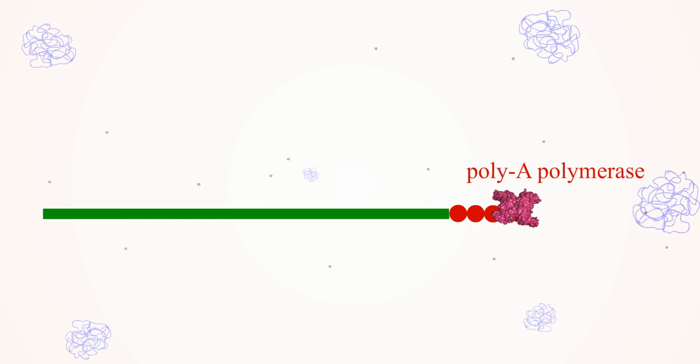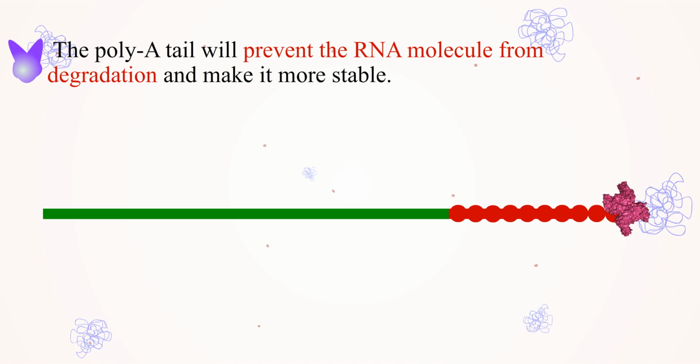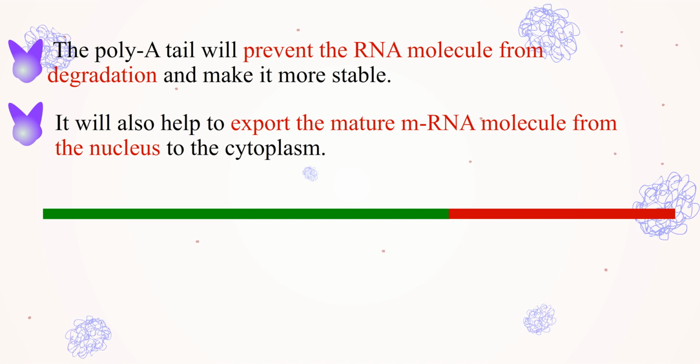The poly-A tail addition will continue up to 100 to 250 residues long. The poly-A tail will prevent the RNA molecule from degradation and make it more stable. It will also help to export the mature mRNA molecule from the nucleus to the cytoplasm.